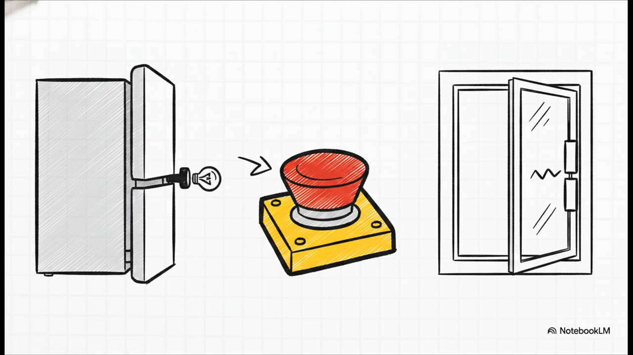We also see B contacts in those big red emergency stop buttons in factories, and even in home security window sensors where separating a magnet triggers an alarm. They are absolutely crucial for safety.